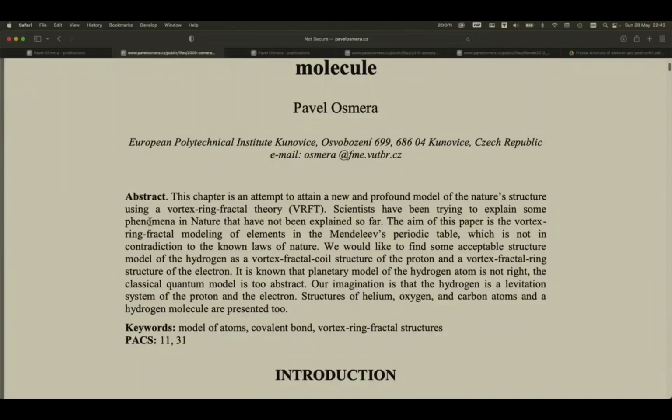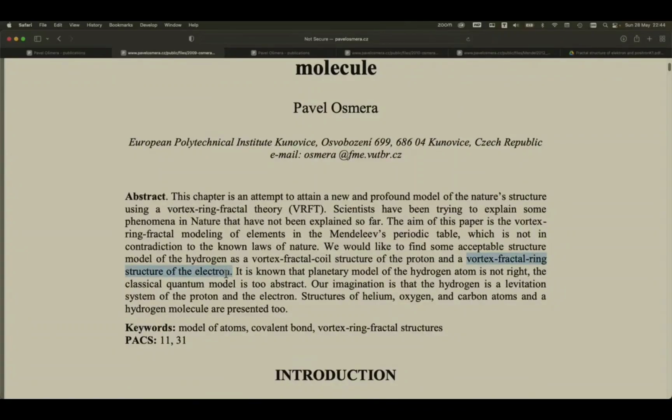Scientists have been trying to explain some phenomena in nature that have not been explained so far. The aim of this paper is the vortex ring fractal modeling of elements in Mendeleev's periodic table, which is not in contradiction to the known laws of nature. We would like to find some acceptable structure model of hydrogen as a vortex fractal coil structure. This is basically similar to what Andres was discussing of the proton, and a vortex fractal ring structure of the electron. So this is kind of how I view the electron. It's a vortex fractal ring.